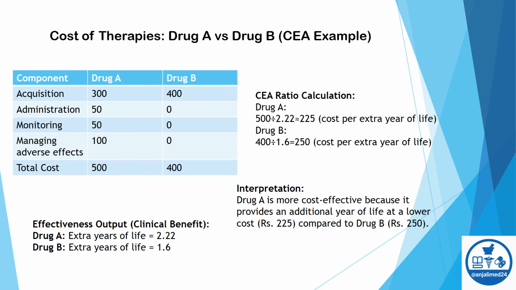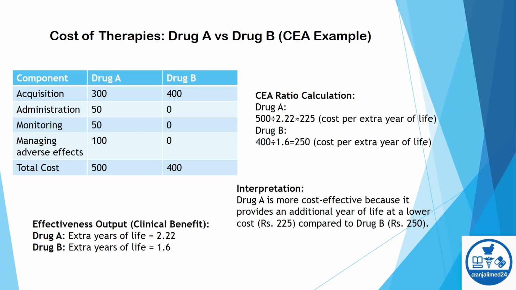Cost of therapies, drug A versus drug B. Now, let's apply CEA to compare drug A and drug B. Drug A costs 500 units in total, while drug B costs 400 units. But cost alone is not enough. We must look at the health outcomes they provide.